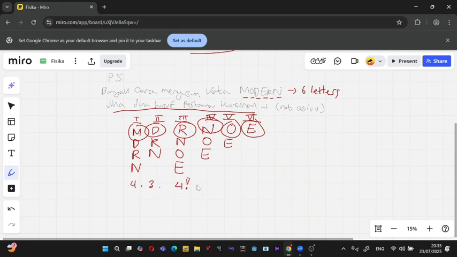Now you count by multiplying the amount of letters in each row: 4 times 3 times 4 times 3 times 2 times 2 times 1, aka 4 factorial. You multiply everything and you get 288. Yes, 288. Let's go.